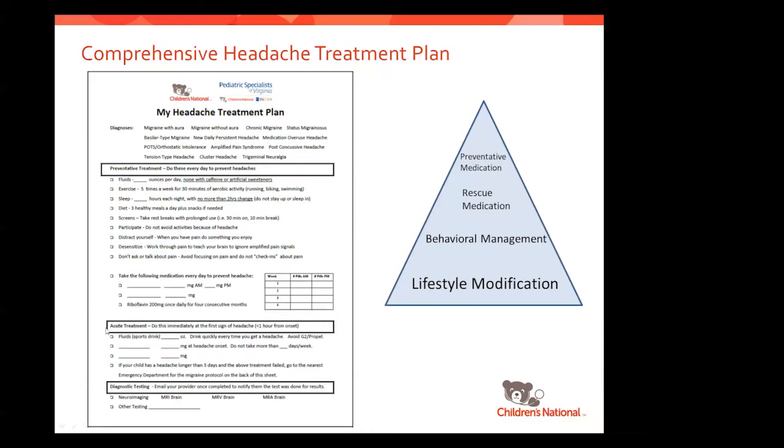Next on the treatment plan is our rescue plan, and everybody should have a rescue plan. We also list here about infusions in case children have status migrainosus or long headaches, and then we talk about testing. But the bulk of your treatment plan is the lifestyle techniques or preventative treatment on the top, in addition to behavioral treatment. Everyone should have a rescue. Very few people actually need preventatives.